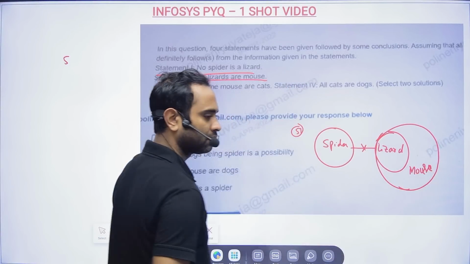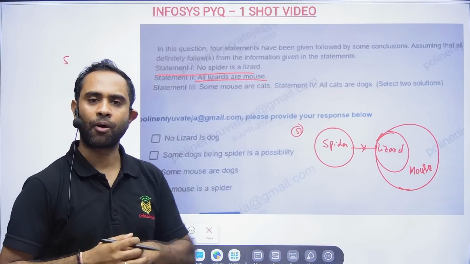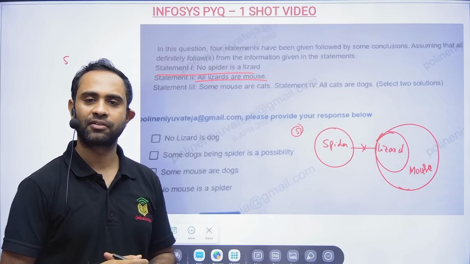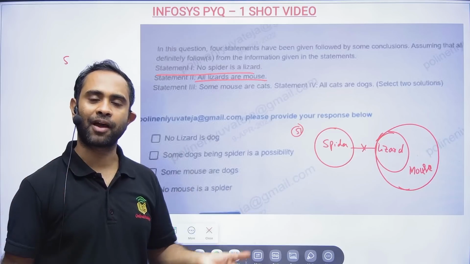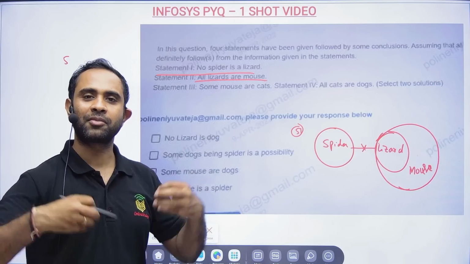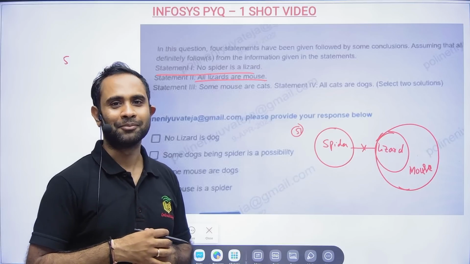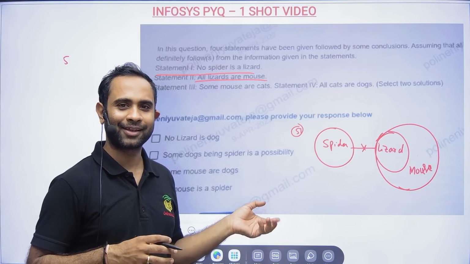In syllogism questions, their statements will be so weird. All boys are girls. All girls are boys. Some boys are flowers. Some girls are mad. I mean, some girls are beautiful. If I say mad, then the girls will put it in the comments.